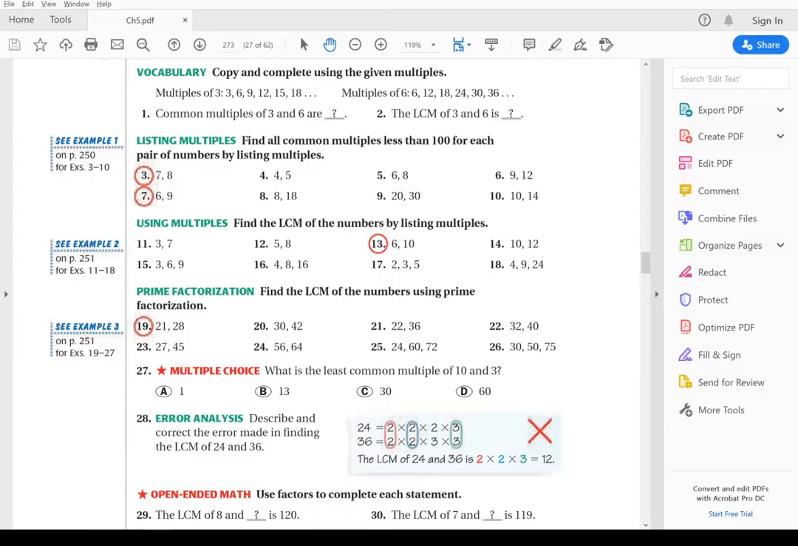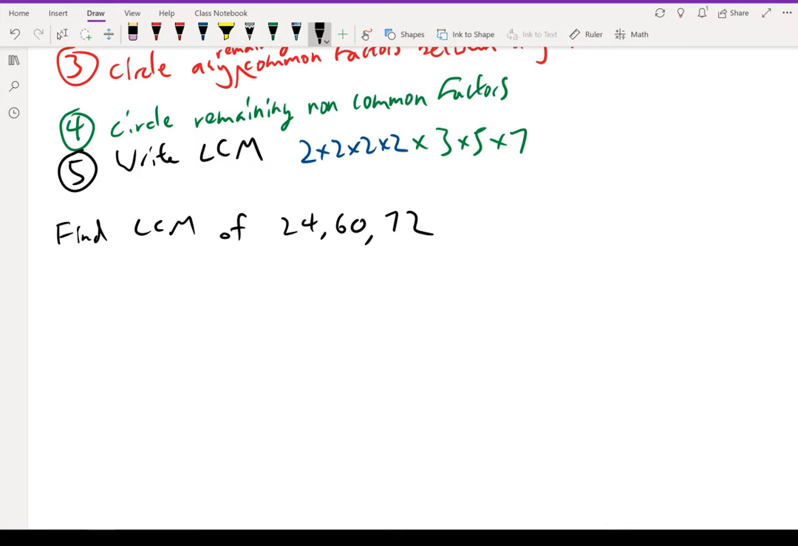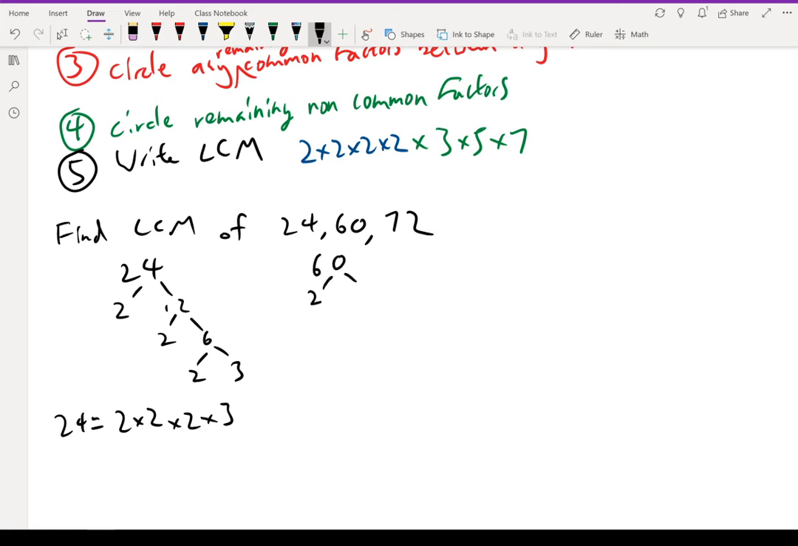And quite a few of you made a mistake here because I probably didn't explain it enough. So 24, I'm going to split it, is 2 times 12, equals 2 times 6, equals 2 times 3. So 24 is equal to 2 times 2 times 2 times 3. And then we have 60, that's 2 times 30. 30 is 2 times 15. 15 is 3 times 5.